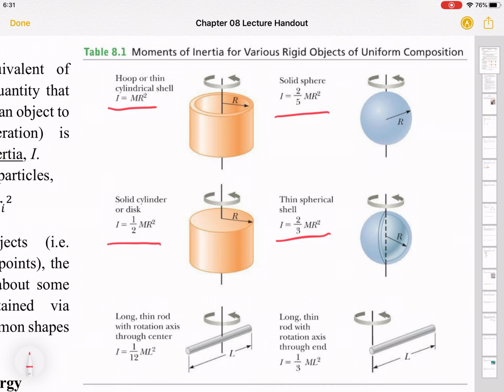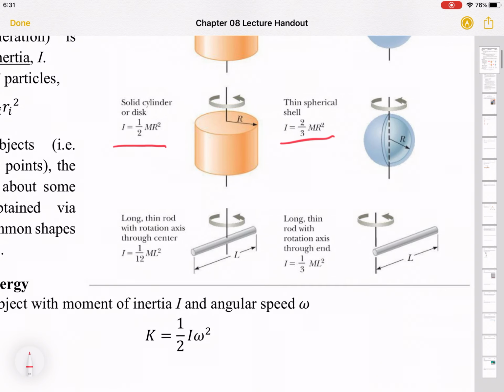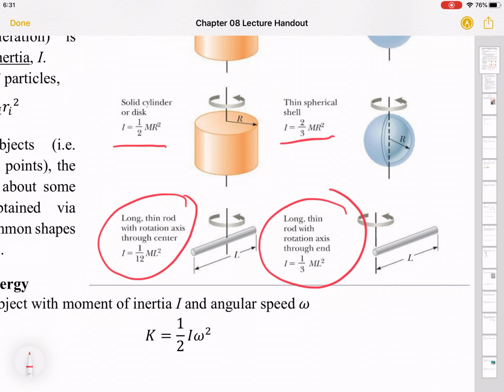If you have a long, thin rod, this is another common situation. It depends on how you're rotating it. If you're rotating about an end, it's 1/3 m l squared. If you're rotating about the center, it's 1/12 m l squared. And again, those are exactly the same object, a long, thin rod with a mass m and a length l. If you're rotating about the end, like a baseball bat, that's not uniform, but I think you get the idea.